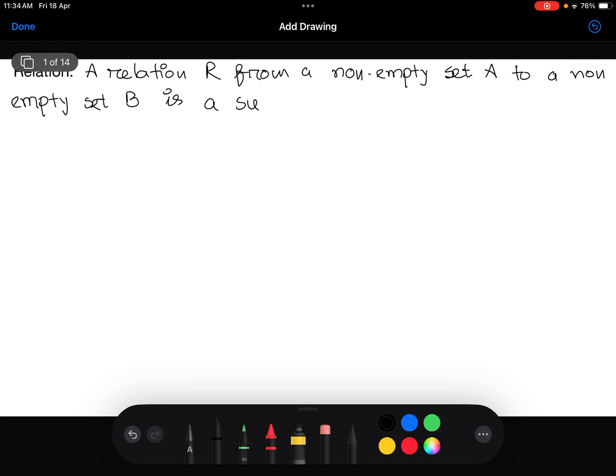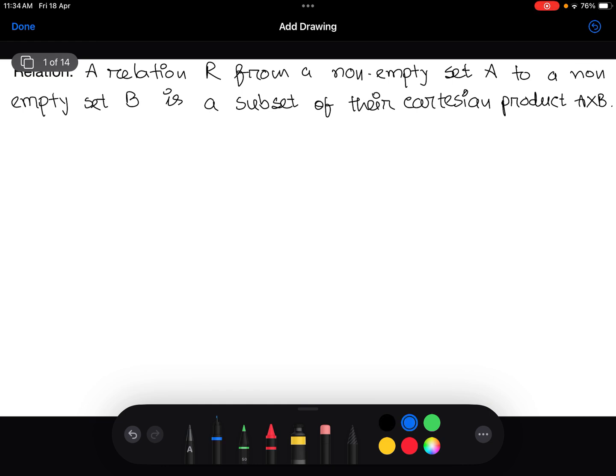It is a subset of their Cartesian product, A cross B. Right. Now we get what a relation is. A relation R from a non-empty set A to a non-empty set B is a subset of their Cartesian product. Now we get relation.